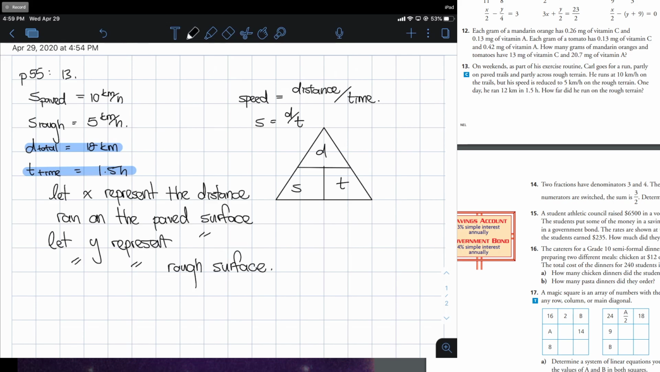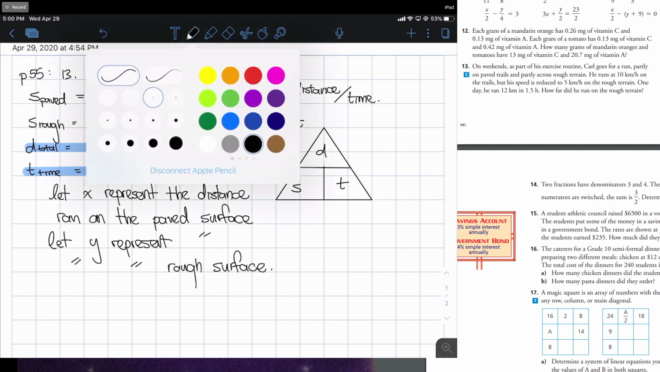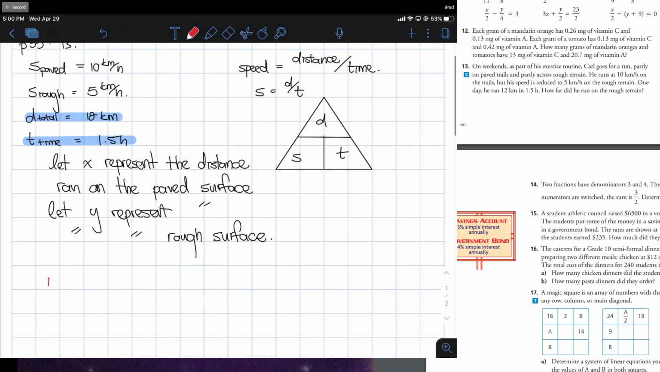As I mentioned, we're going to need two equations here that we're then going to use to solve. We are going to have an equation that tells us something about the total distance that he's running. So we're going to have a distance equation, and we are going to have a time equation. So equation 2 is going to be something that tells us something about the time. So time equation.